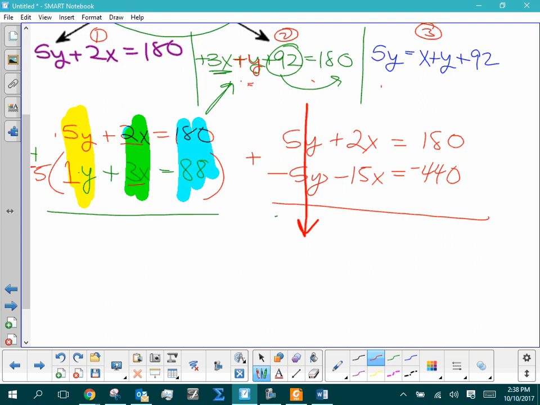When I add my x's straight down, what do I get? Negative 13x. And now adding my constants straight down, 180 minus 440 is a negative 260. Do I now have negative 13x equals negative 260? A pretty easy equation to solve. Divide both sides by negative 13, and x ends up being 20.